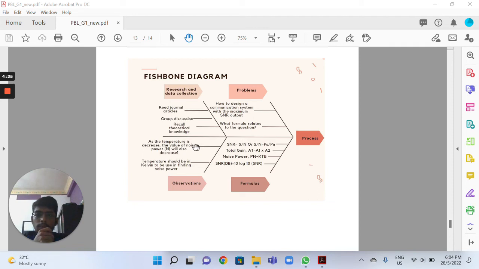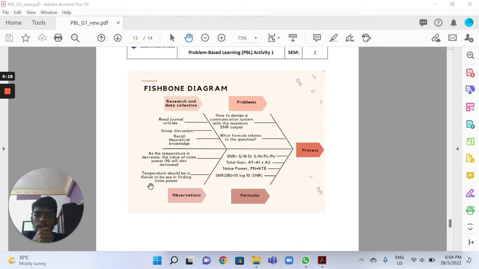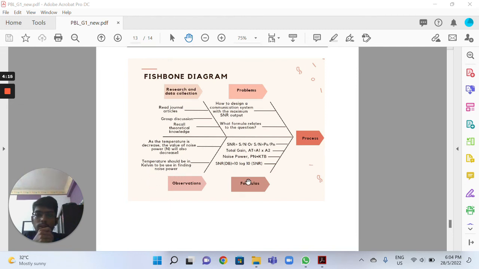Observations are, as the temperature decreases, the value of the noise power N will also decrease. Temperatures will be in Kelvin to be used in finding noise power. This is our group formula to find SNR, total gain, noise power, and SNR in dB.